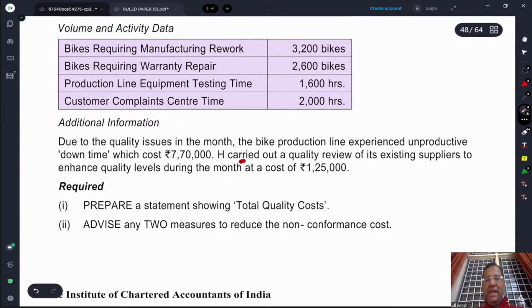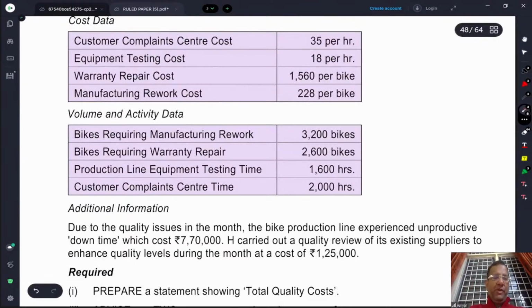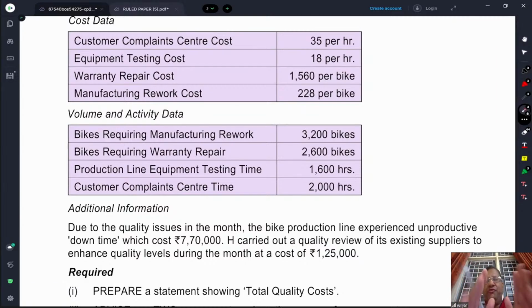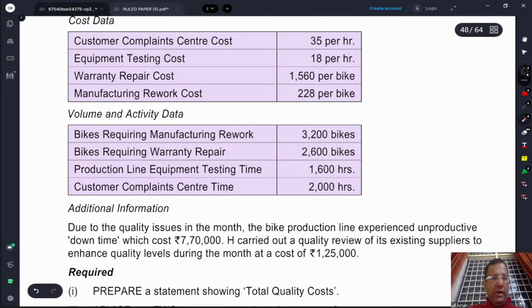The company carried out a quality review of its existing supplier to enhance quality level during the month at a cost of 1,25,000. So my dear student, there are total 6 points. There are 4 points, and point number 5 and point number 6. So you don't have to make any calculation. I just want, in the coming 3 minutes, I will note it down: 1, 2, 3, 4, 5, and 6.